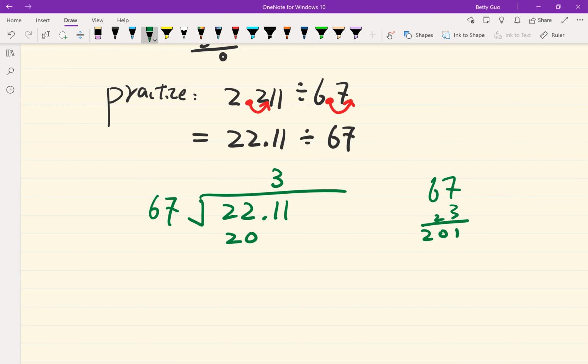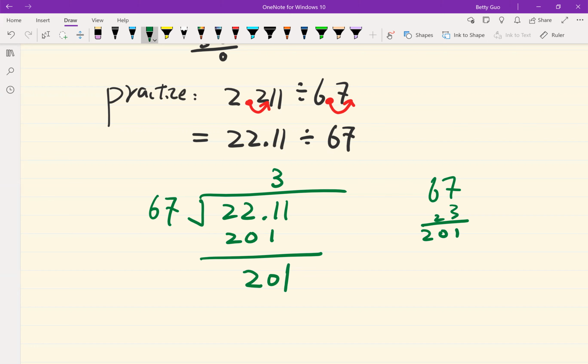Yeah, that means 3 works, right? It could go into 221 3 times. What's the remainder? 20 is the remainder, right? Subtract 201 from 221, you have 20. Yeah, that's the remainder. Could the 67 go into 20? No, of course not, right?